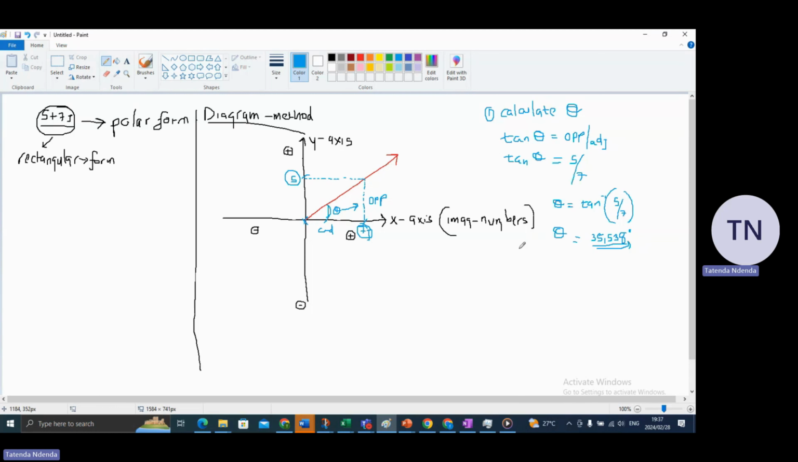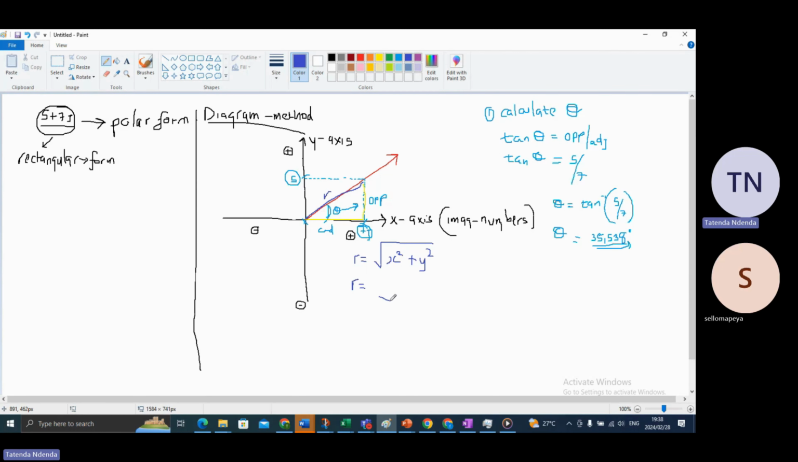But now, even if I have the theta, I have this line from here to here, and I also have this line from here to here. But the problem is we do not have the length of this line here. So this line, we call it our R, which is also called the modulus. So what we're going to do now is say R is equal to the square root of x squared, or x units squared, plus y units squared.